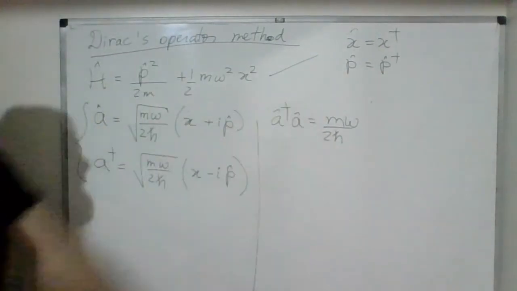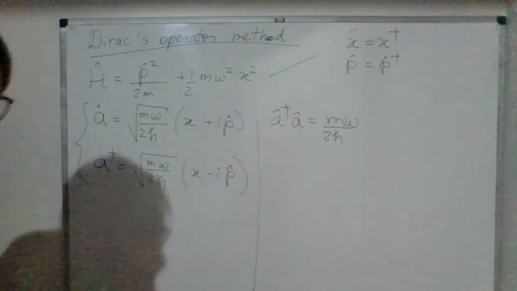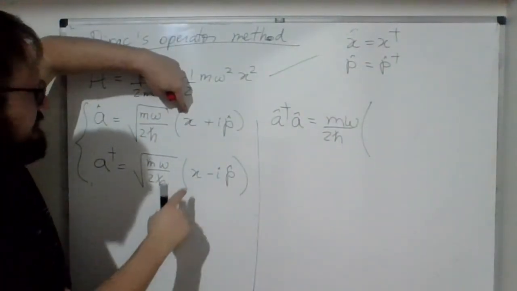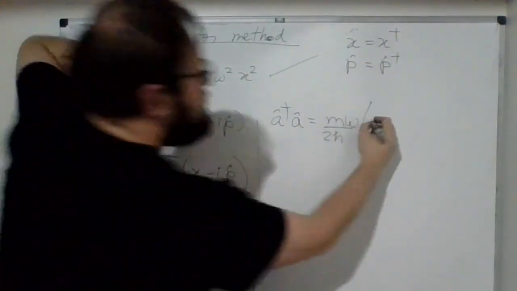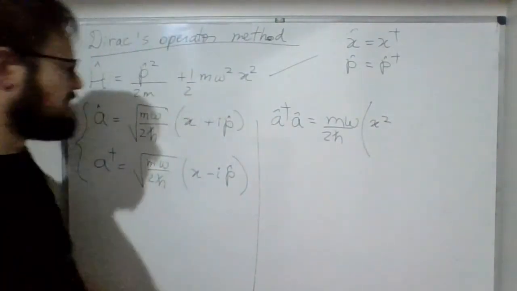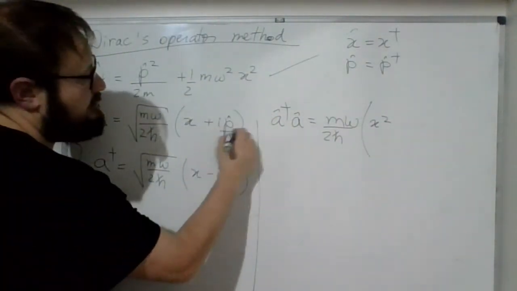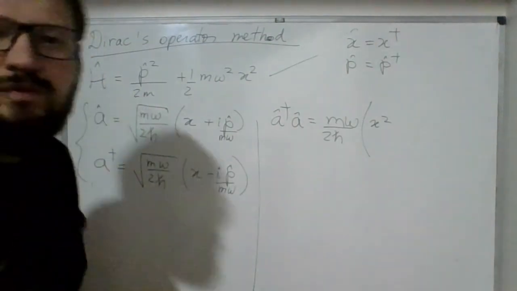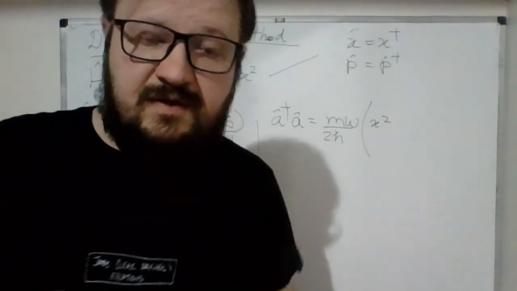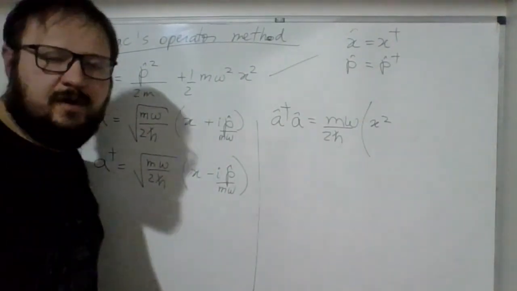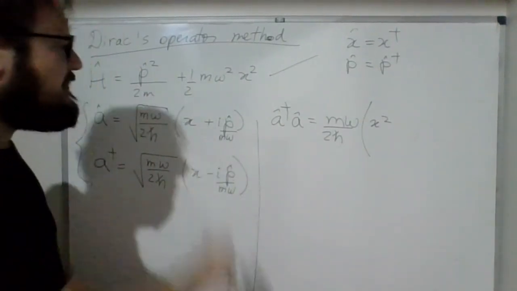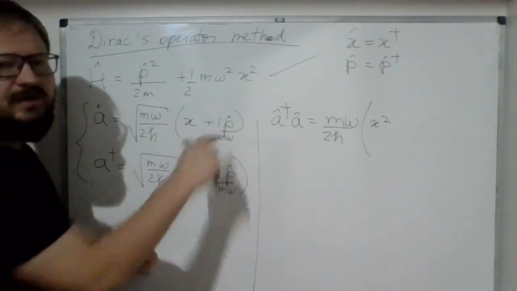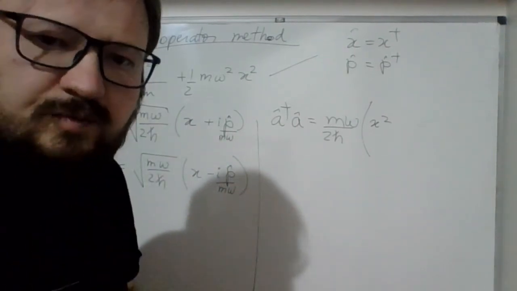So m omega divided by twice the h bar. And you'll find out that when you multiply this by that, you get an x squared factor. Oh, this is normalized by m omega because you need to have the same units for the operator. So from dimensional analysis, you can see that if you divide momentum by mass times frequency, it just corresponds to position.